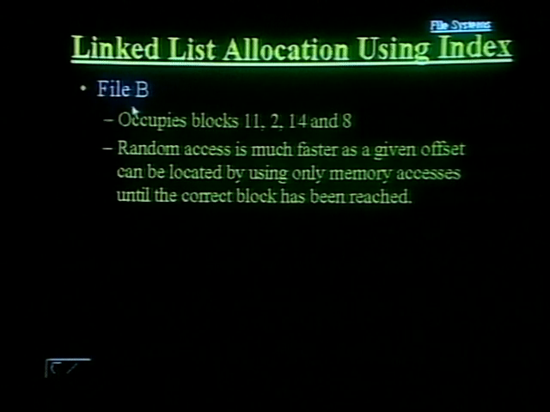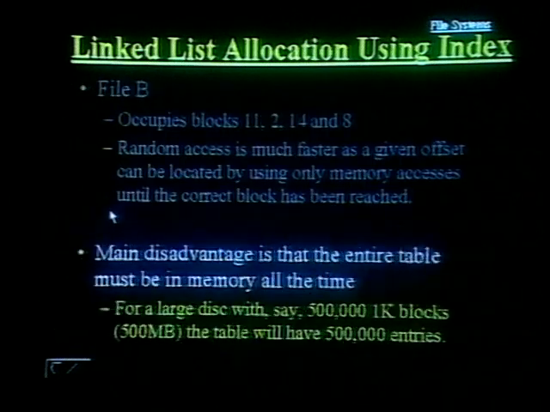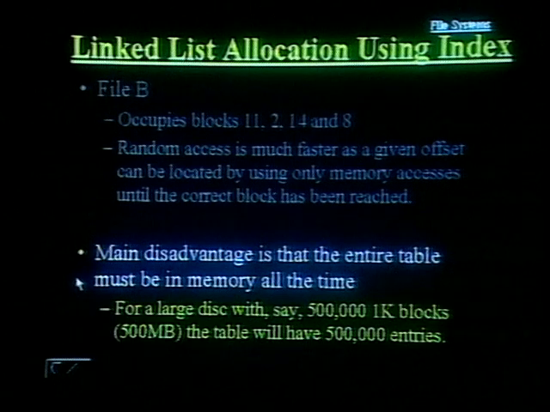As I mentioned earlier, file B occupies blocks 11 to 14 and 8, and random access is much faster, as a given offset can be located by using only memory access until the correct block has been reached. The main disadvantage is that the entire table must be in the memory all the time. For a large disk, say 500 1K blocks or 500 MB size disk, the table will have to have 500,000 entries. That is the biggest disadvantage of having the index table in the memory.